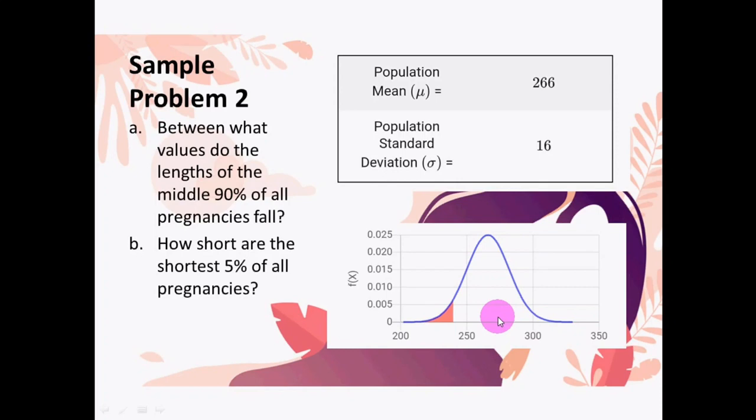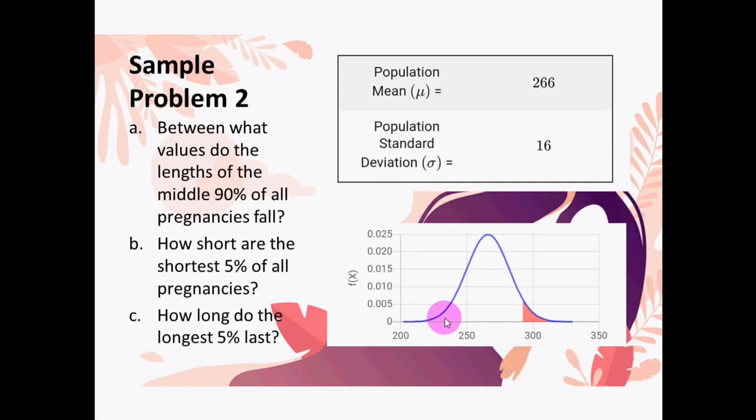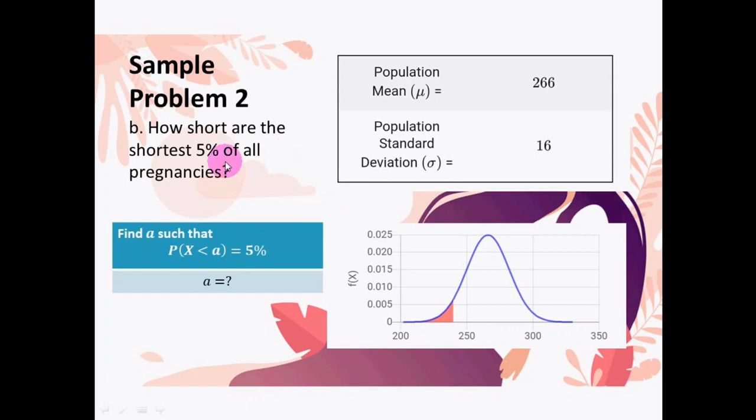Another question, how short are the shortest 5% of all pregnancies? So, we're looking for the value of A such that the shortest 5% of all pregnancies are less than A. And last question, how long do the longest 5% last? How many days are the longest 5% of human pregnancies? That is 5%. We are looking for the value of B here. Okay, let's start with the second question.